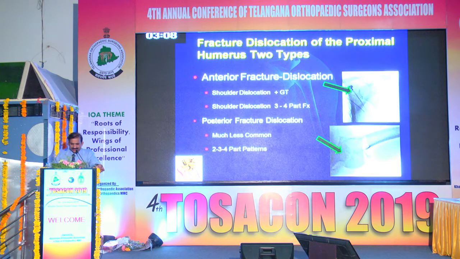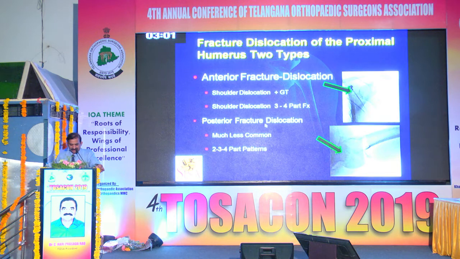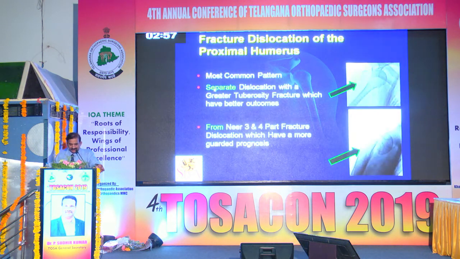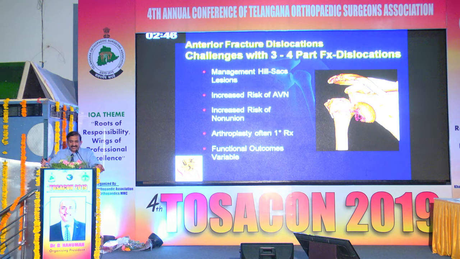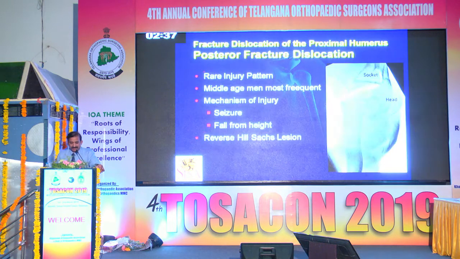And here, the anterior fracture dislocation. Dislocation with GT, dislocation with 3-part and 4-part. Posterior fracture dislocation, most often with 2, 3 or 4-part. The first ones have very good prognosis. Already we have discussed previously, with only GT fractures, they do well. Problem comes with 3 and 4-part fractures. Why? Because we have to manage Hill-Sachs, the risk of AVN, the risk of non-union, and sometimes we may do arthroplasty as the initial first treatment, and functional outcomes are variable.